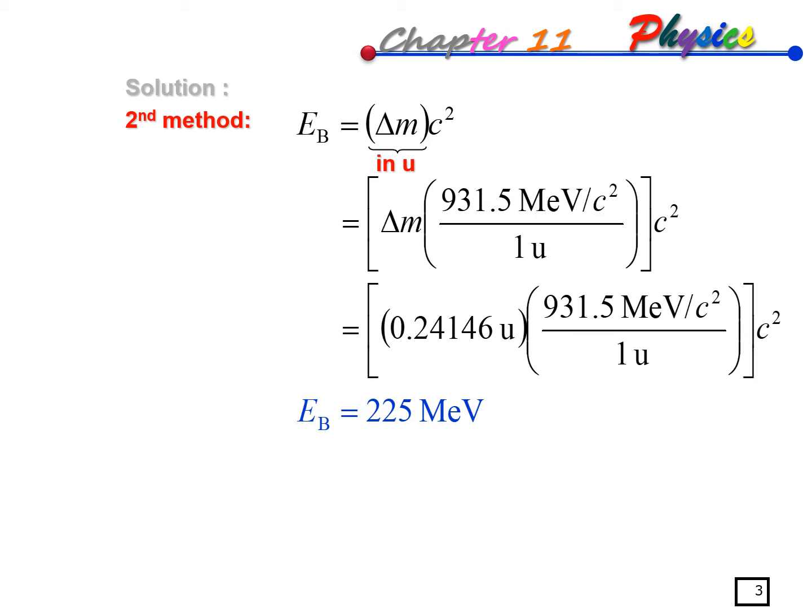The only thing is that this method will be much simpler because it involves less conversion. Because you want your final answer in MeV, you straight away apply this equation, so you end up with the final answer in MeV.